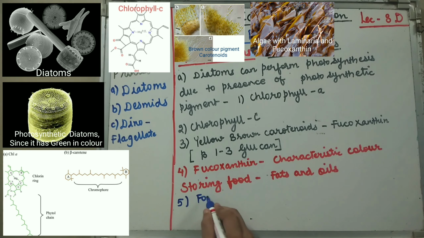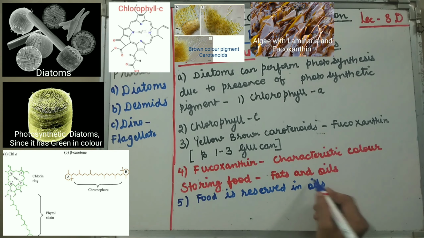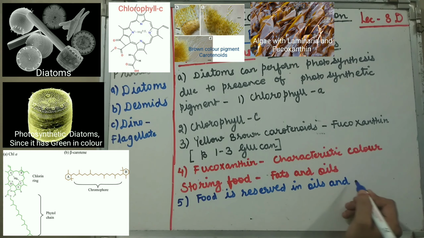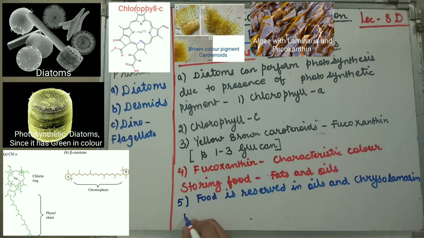So the food is reserved in oil forms and chrysolaminarin, which is also known as leucosin.